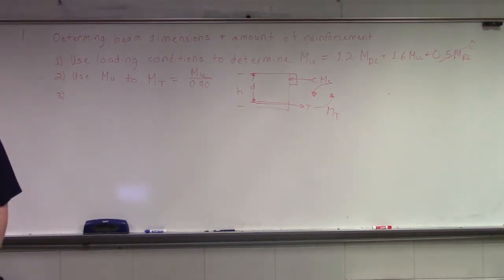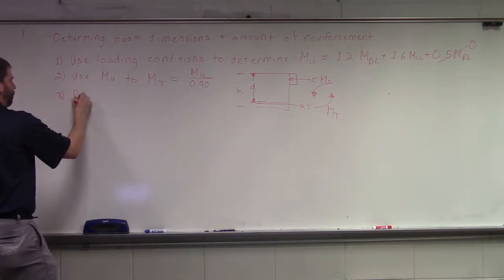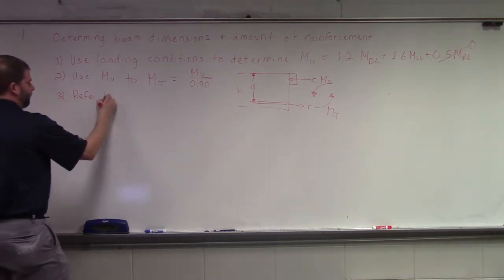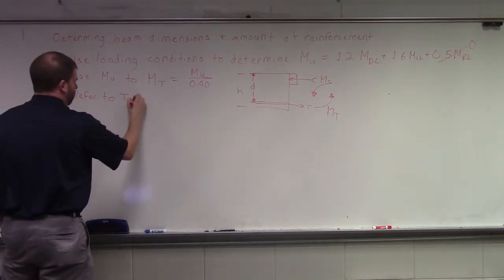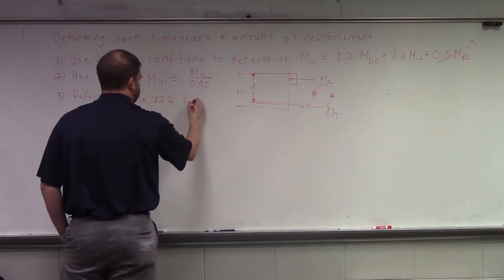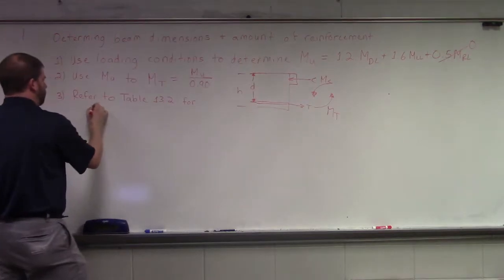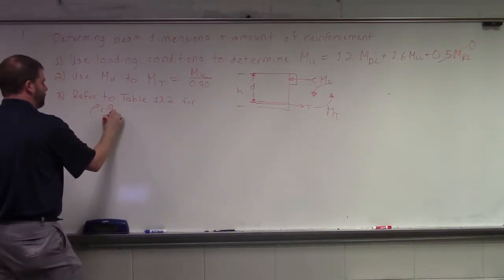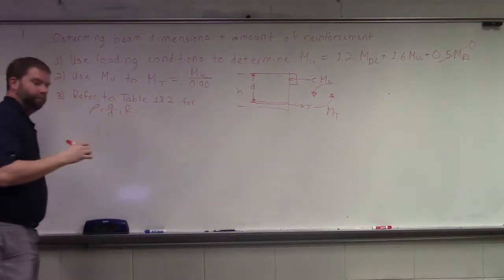So once we have M sub T, then we reference table 13.2. And that gives us our rho values, our a over d value, and our R value. Okay?